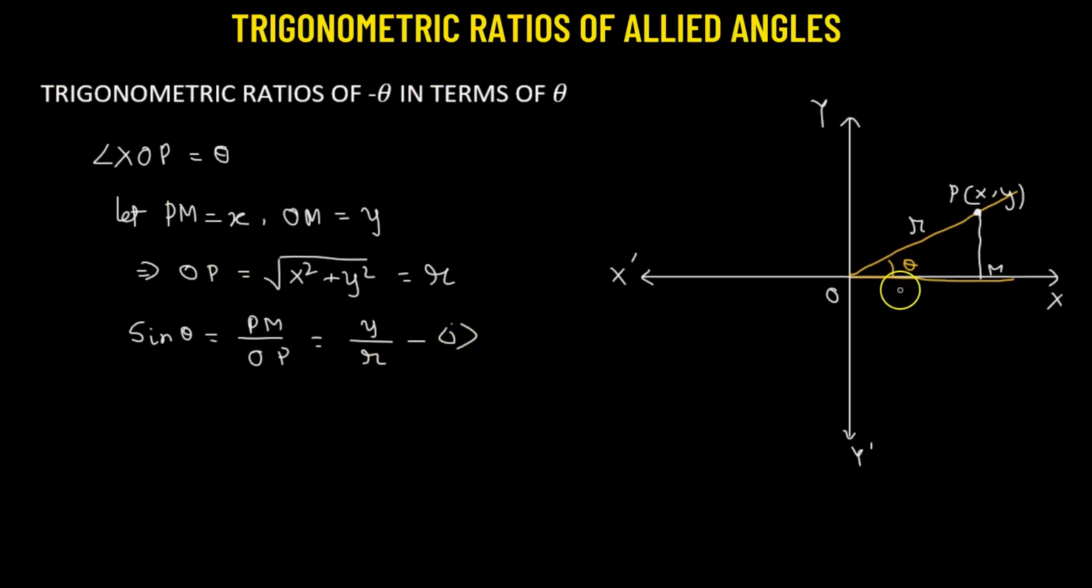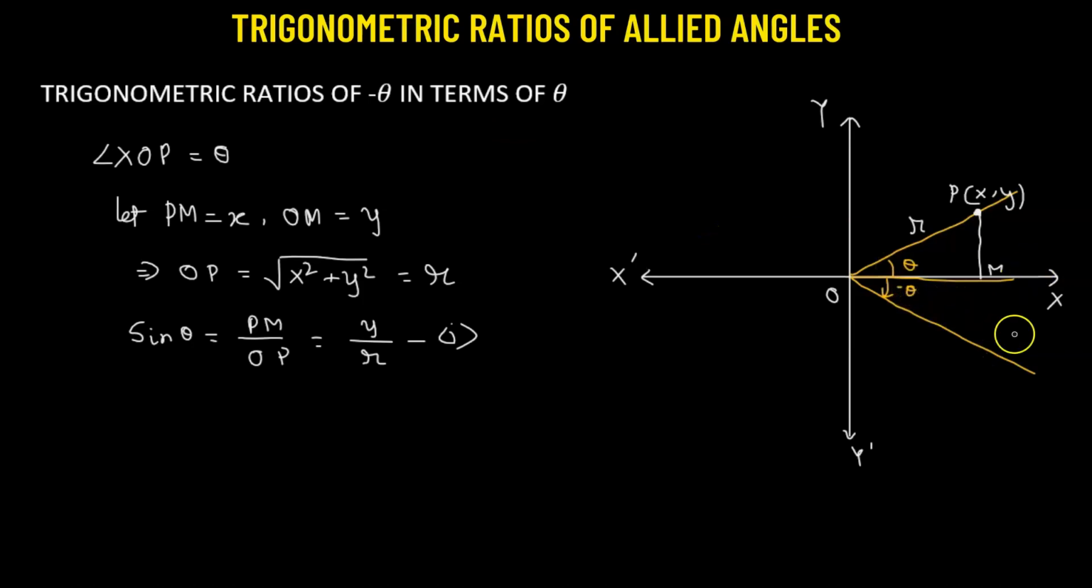Now, we started off with the revolving ray, which was originally lying on the OX axis. We'll start with the same revolving ray, and this time we are going to revolve it in a clockwise fashion. It makes an angle theta with the OX axis, but since this is going in a clockwise fashion, we have to consider negative theta. This is by sign convention.